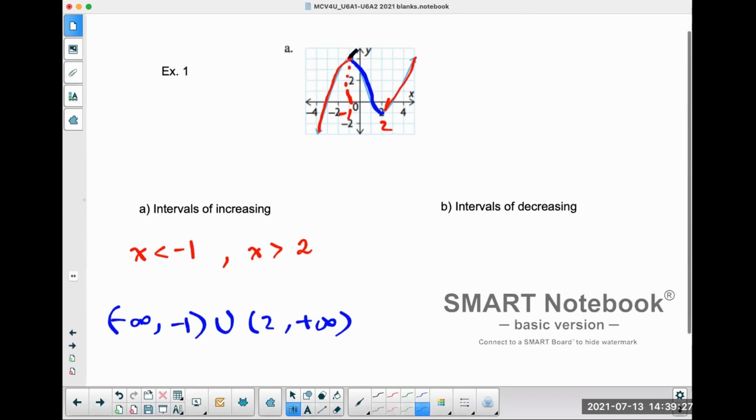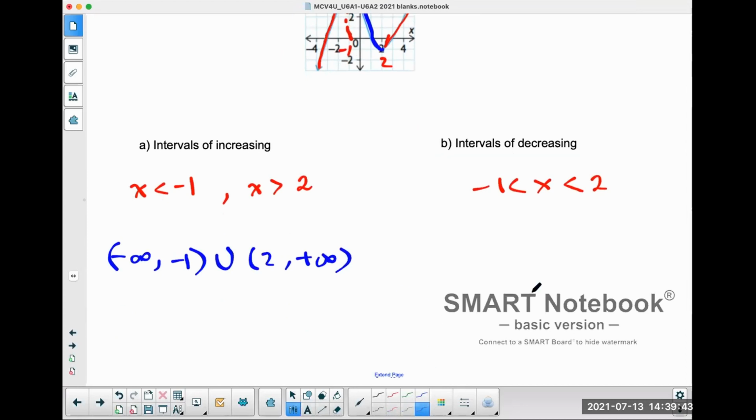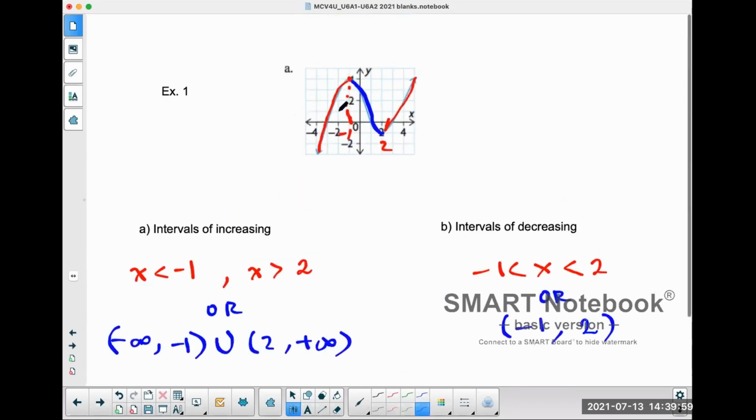What about the one in the middle? Well, that's between -1 and 2. So you write -1 is less than x is less than 2. -1 to 2 is decreasing. Or if you use the other notation, then it would be -1, comma 2. Okay, so either notation is fine. It's up to you which notation you learned before and which notation you're comfortable with. I will accept both notations.